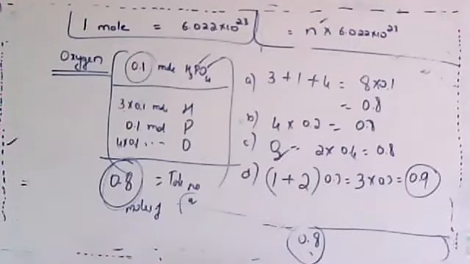Let's go for solving questions from mole to the number of particles now. Again, you just need to multiply by 6.02 times 10 to the power 23. That's it. Got it? So it is just a direct question.